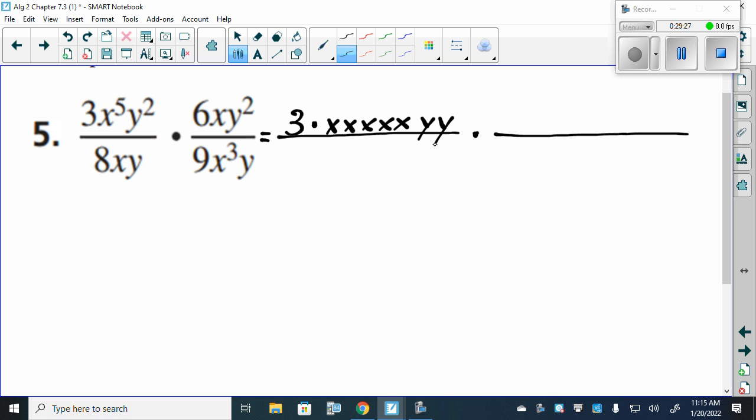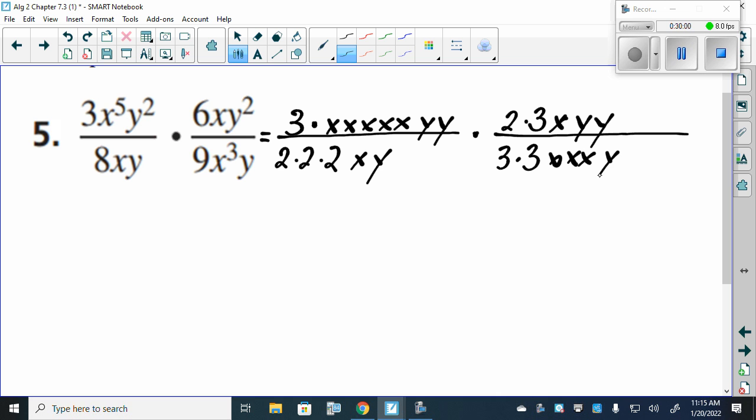Now the prime factorization of 6 is actually 2 times 3. We only have one x, and then we have y twice. And that would be the prime factorization of the numerator. For the denominator, well, the prime factorization of 8 is 2 times 2 times 2. Well, then we would have x y. And for 9, it is 3 times 3. X cubed would be x times x times x, and then we have y.